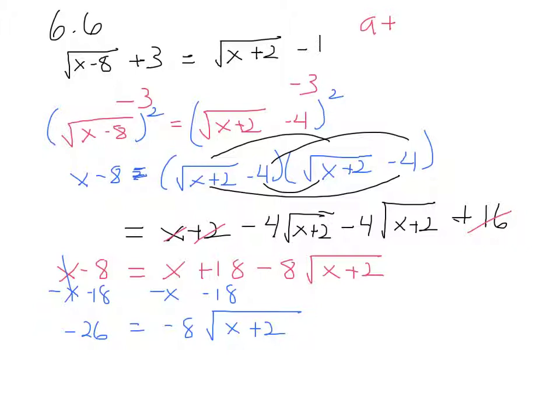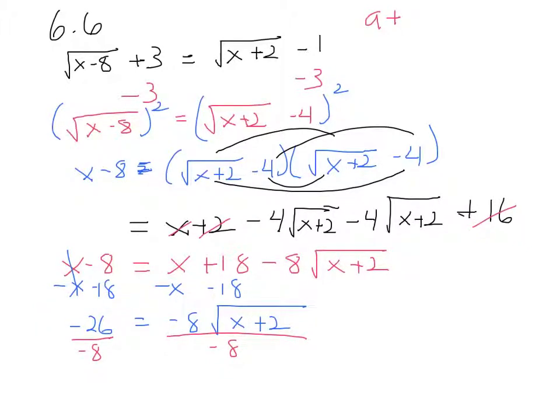Well, now I only have one radical that I'm dealing with. So I think what I'm going to do here is divide by negative 8. And I get 26 divided by 8 is 13 fourths, and that equals the square root of x plus 2.